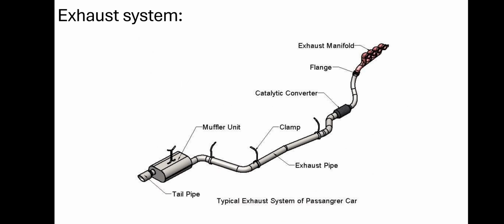Here we have the exhaust system. As you can see, it starts from the exhaust manifold. Then we have a flange, catalytic converter, and exhaust pipe. The clamp is connected to the body or to the chassis, like that. Then we have the tailpipe.